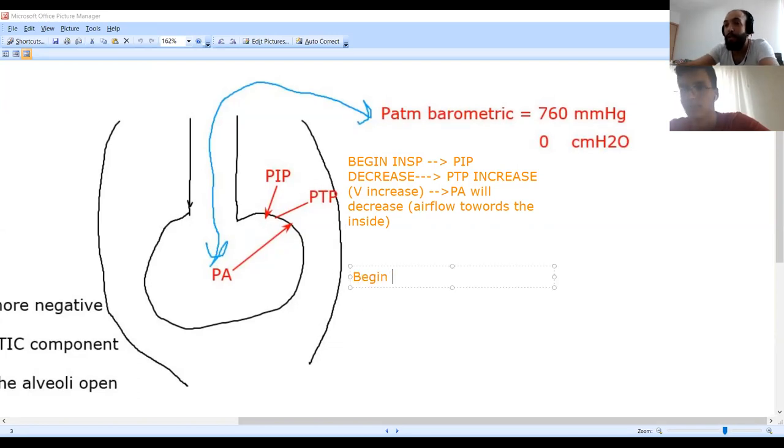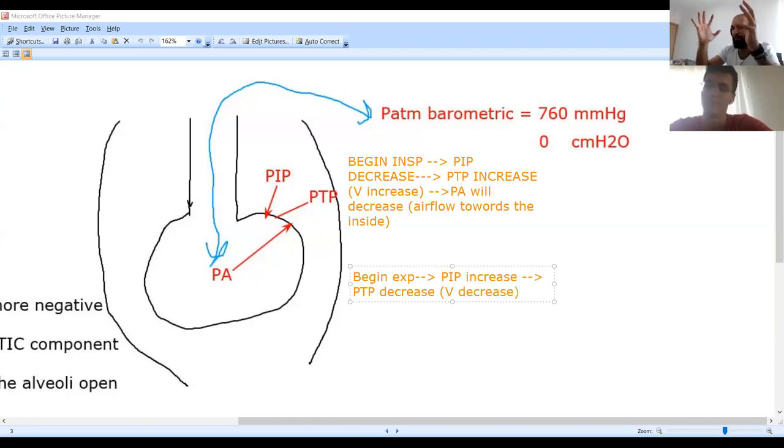How do I begin the expiration? Okay, I affect what? Alveolar pressure? PIP. The inspiration and the expiration both begin by affecting one pressure. Which one? PIP. So I said it's the big boss. PIP will increase. So, PTP will decrease. So, volume will decrease.